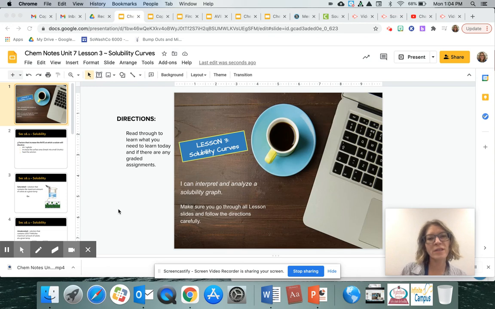The notes for Unit 7, Lesson 3 will cover solubility curves. So the first part of the video today will talk about the different vocab terms that we have with solubility. And then the second part will show you these solubility curves, which is a graph, and how to read those.